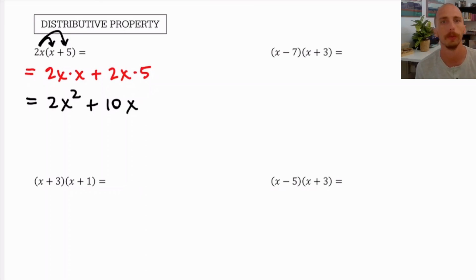Okay. Most people, almost every time in my Algebra 2 class, were able to get from 2x times x plus 5 to 2x squared plus 10x. So I'm hoping that you still have that skill.